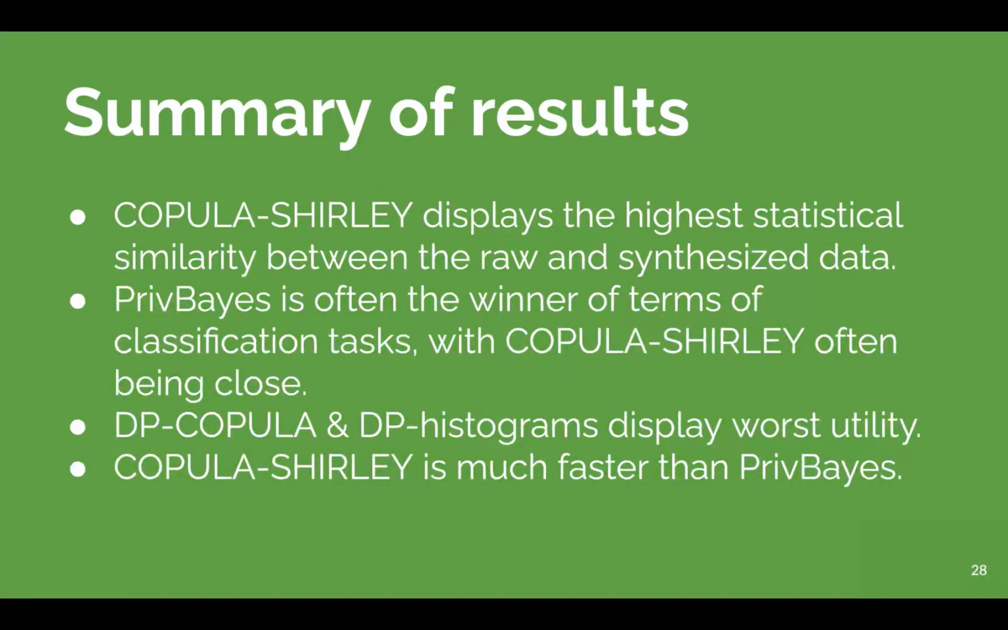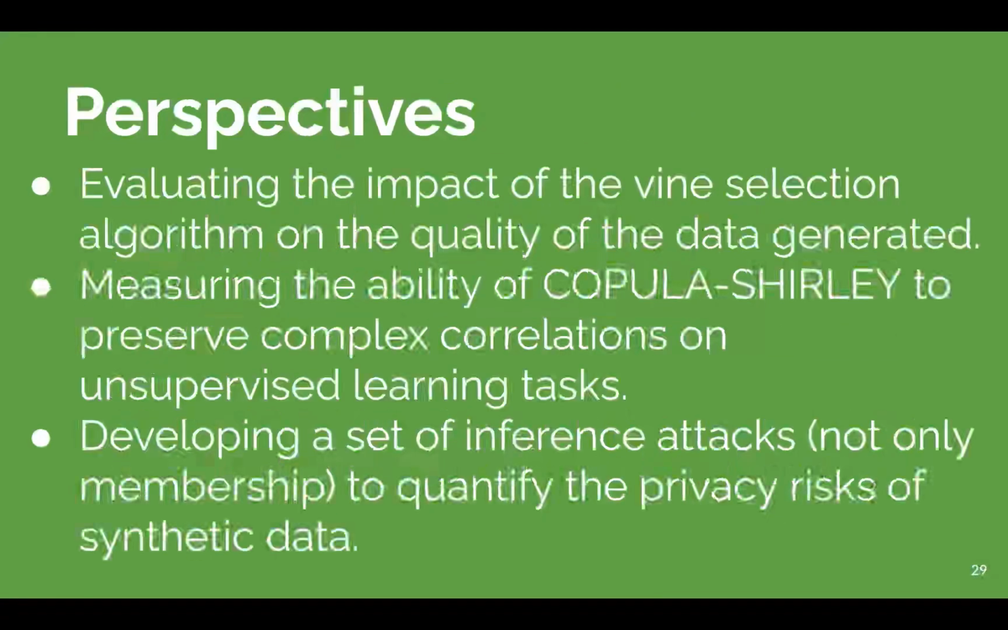One thing to mention is copulas is much faster than PrivBase, and we were also made aware prior to recording the video that the implementation of PrivBase we used violates the formal assumptions of its DP guarantees, so we will not discuss the PrivBase versus copulas protection here. So that's it. Here are some perspectives on future work.